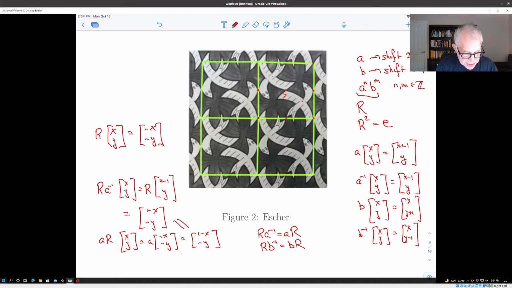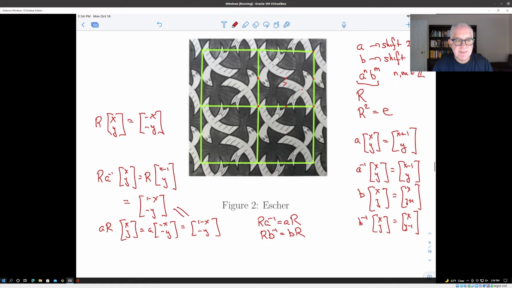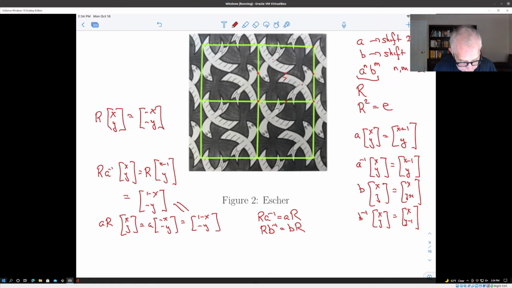lattice of translations, and then we have one rotation which has order 2 and passes through the A's and B's but inverts them. So an arbitrary element of the group is either in the lattice, it's either of the form A to the n, B to the m, or it has an R in it.